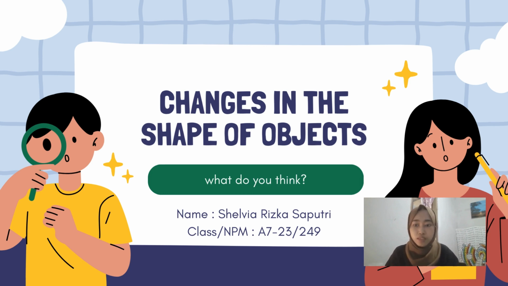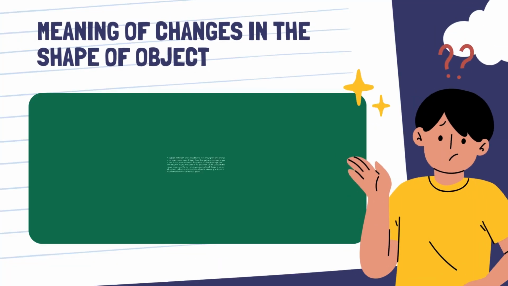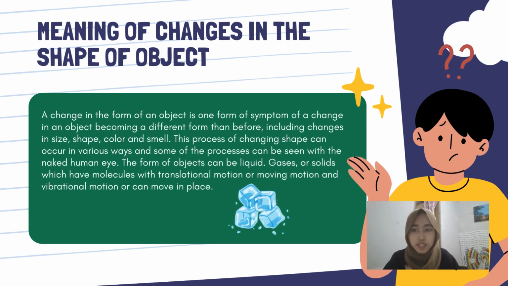Okay, does anyone still remember yesterday's class material? Yep, in the last class we talked about the shape of objects. So today we will discuss changes in the shape of objects. Is everybody ready to start? Okay, let's start our lesson.